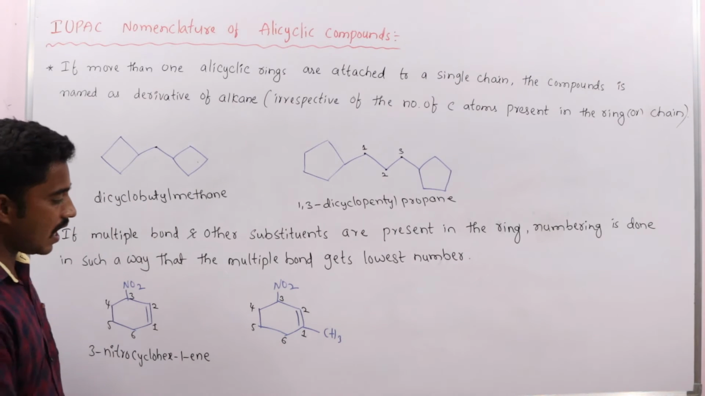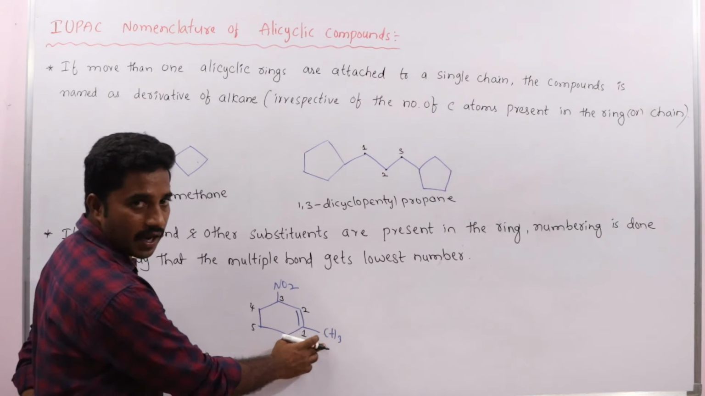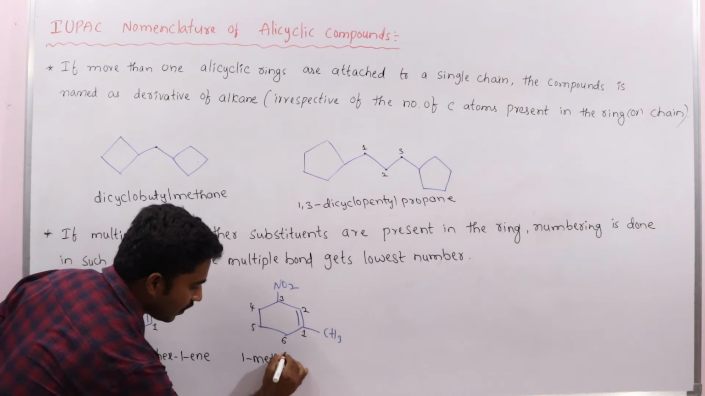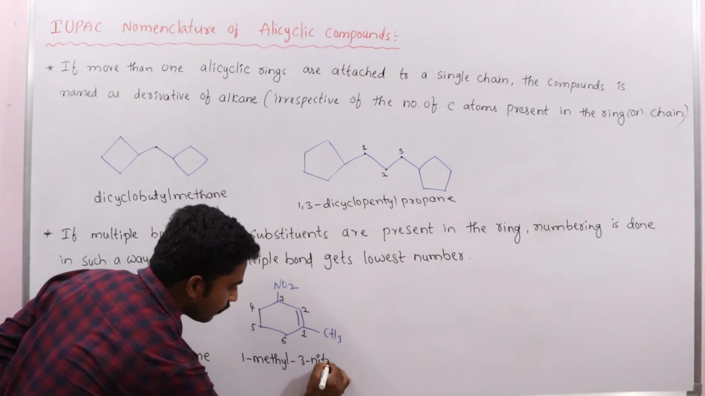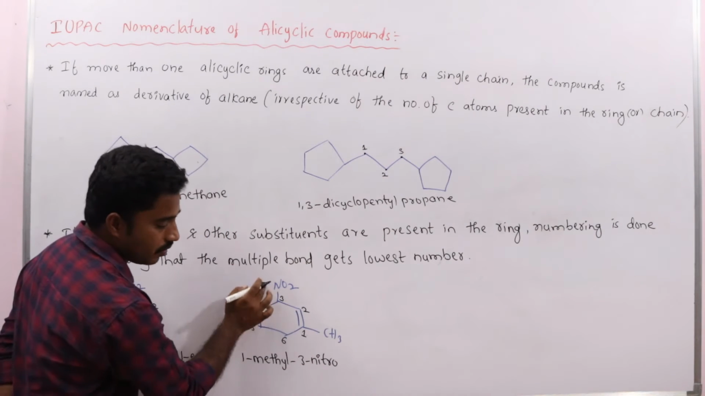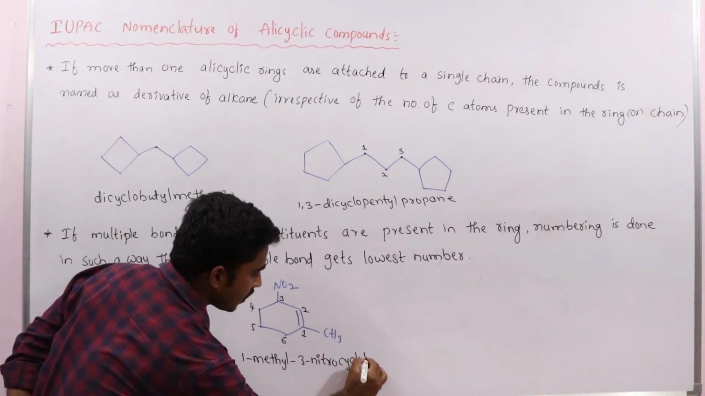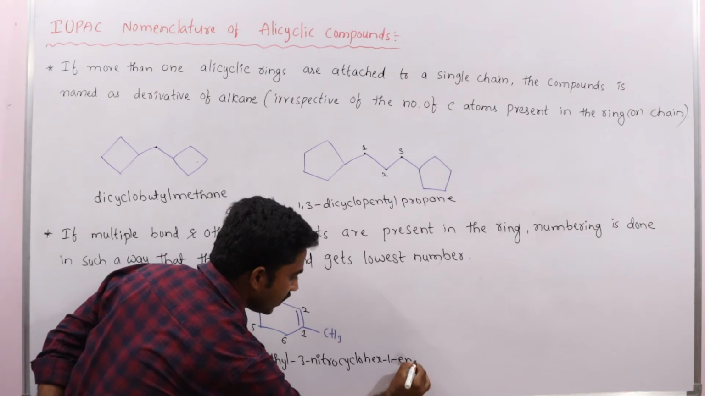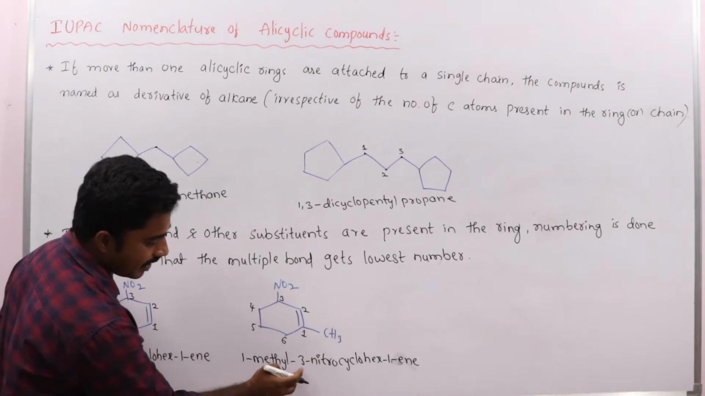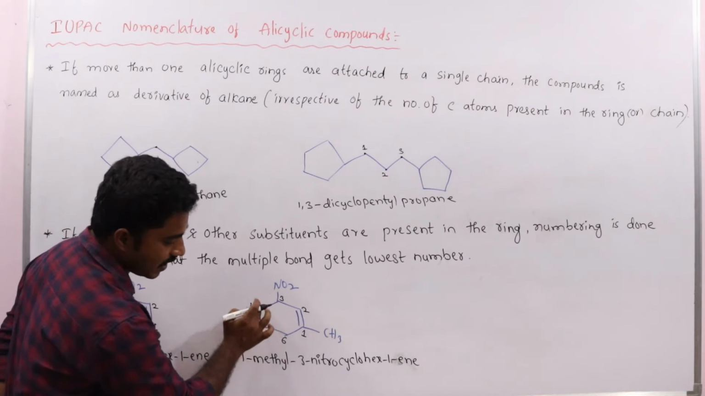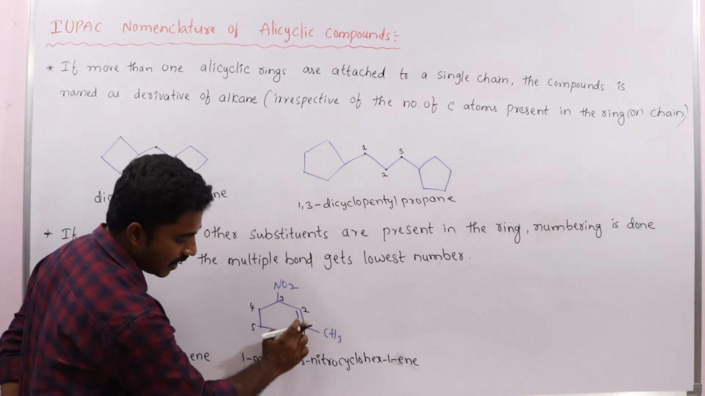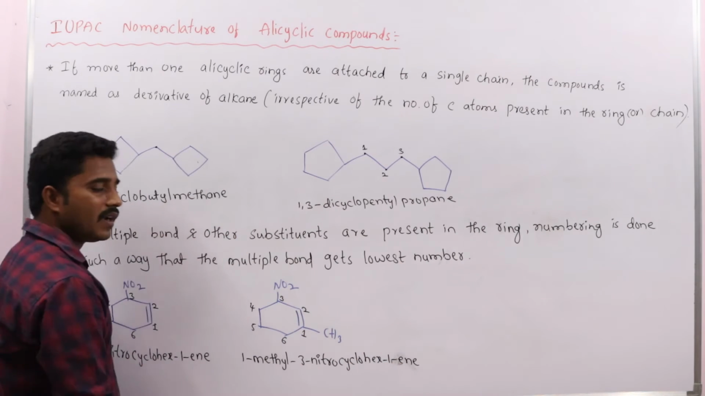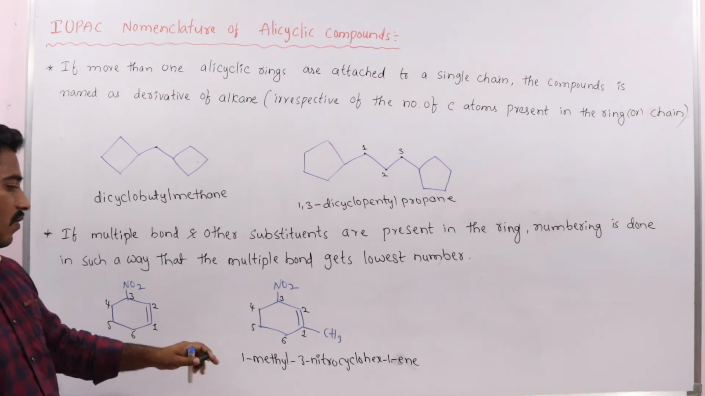3 nitro, 1 methyl. Which one will come first? In alphabetical order, methyl will come. M, N. That's why we should write 1 methyl, 3 nitro, cyclohex 1 ene. At first position methyl and at third position nitro group. So this is a cyclic hex ring. Cyclic ring with 6 carbons, that's why cyclohex. At first position double bond is there, that's why 1 ene. So like this we have to write.